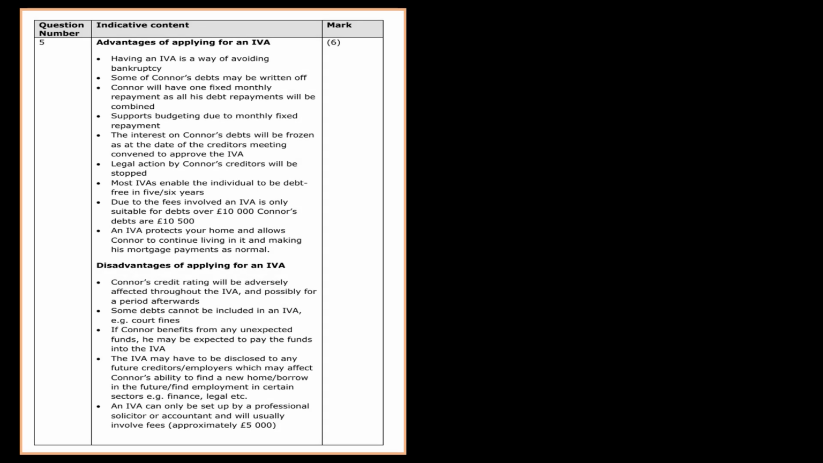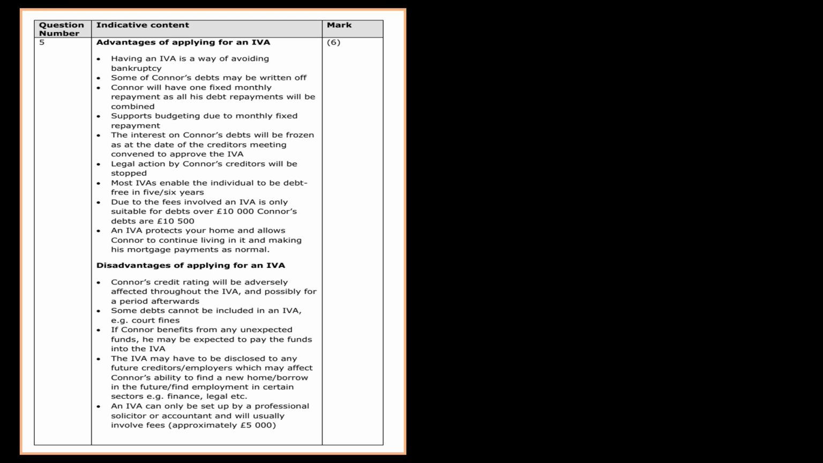So here you go, here's the mark scheme for this particular question, split into 2 areas, perhaps 3 marks with advantages of applying for an IVA, and maybe 3 disadvantages, just depending on how you laid it out. Did you explain what an IVA was to start with? Did you come up with a conclusion in your answer? All things to think about. Let's just pick a couple of these out.